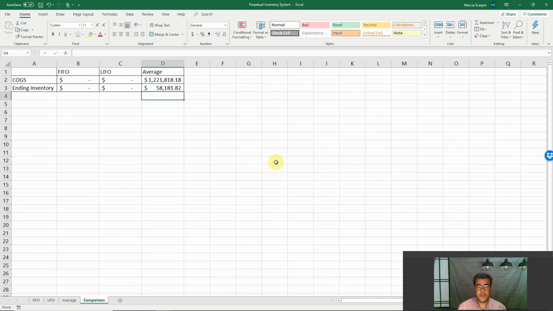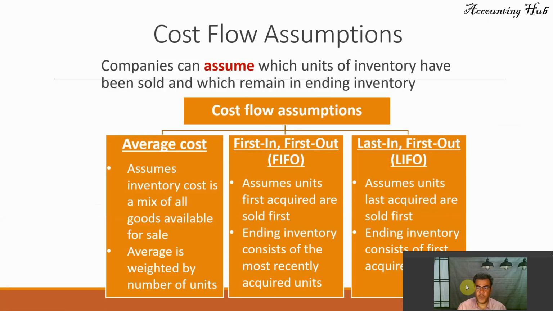Ending inventory here. Okay, let's go back to our PowerPoint. What do we have here? FIFO, first in, first out, assumes units first acquired are sold first. So if we purchase, sold, we always sell the first one, not the second one. Our ending inventory consists of the most recently acquired units.